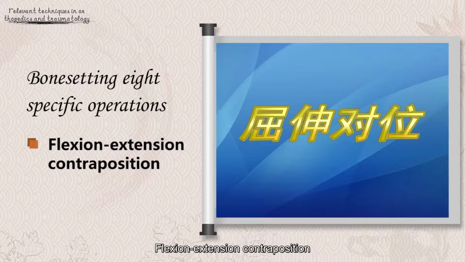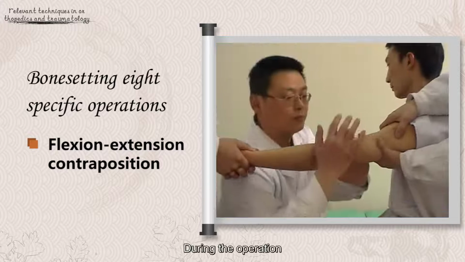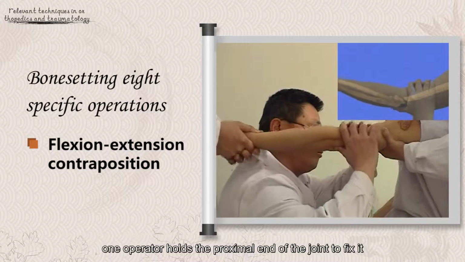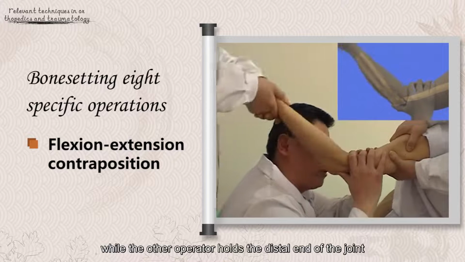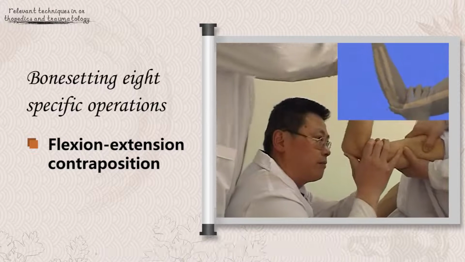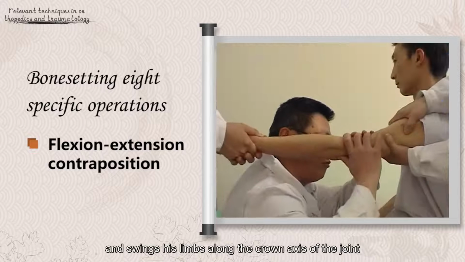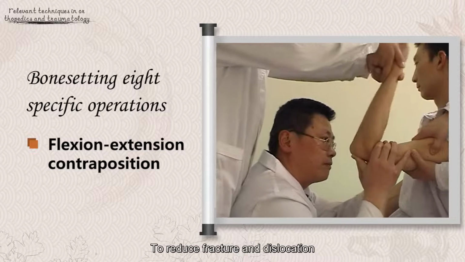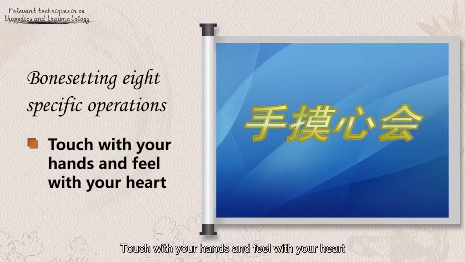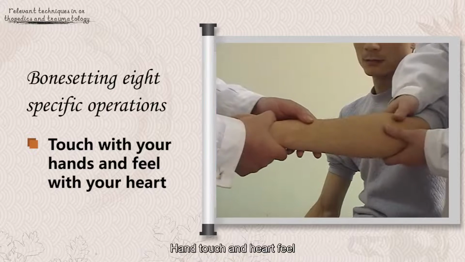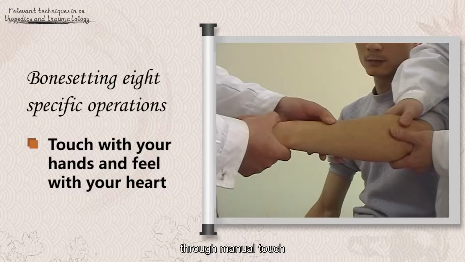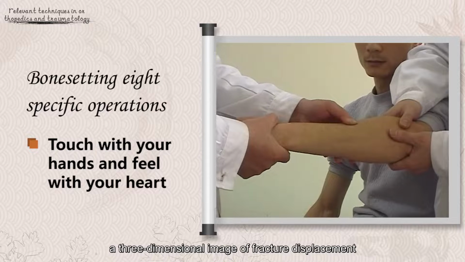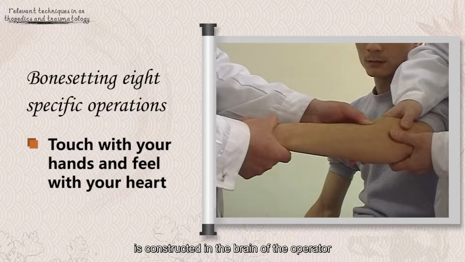Flexion, extension, contraposition. During the operation, one operator holds the proximal end of the joint to fix it, while the other operator holds the distal end of the joint and swings the limb along the axis of the joint to reduce fracture and dislocation. Touch with your hands and feel with your heart. Hand touch and heart feel through manual touch combined with X-ray images. A three-dimensional image of fracture displacement is formed in the brain of the operator.